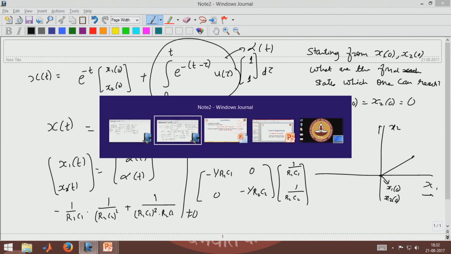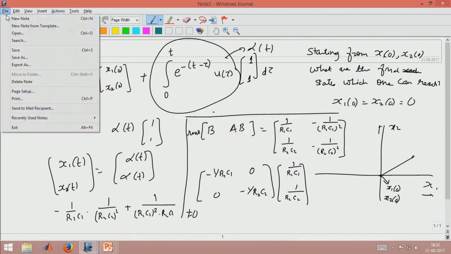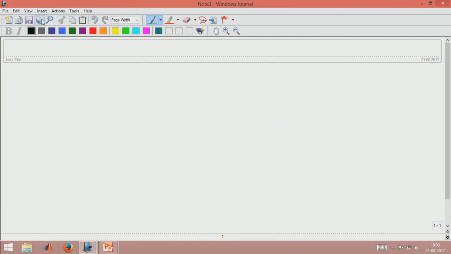Okay, let us also see what happens when the system is not controllable. What does it mean in terms of transfer functions? Let me instead consider a circuit which looks like this.